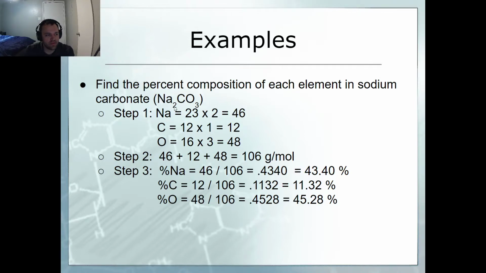So if it's Na2, we would have 2 sodiums, so we multiply that by 2. C doesn't have a subscript, so there's just one of it. And then oxygen has a 3, so we multiply that by 3. All right, so we do those multiplications and get these numbers here.